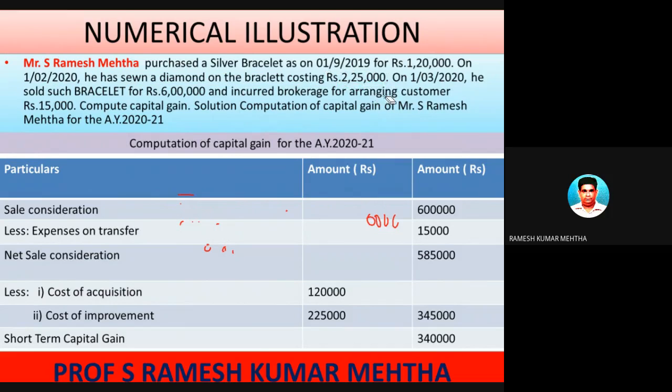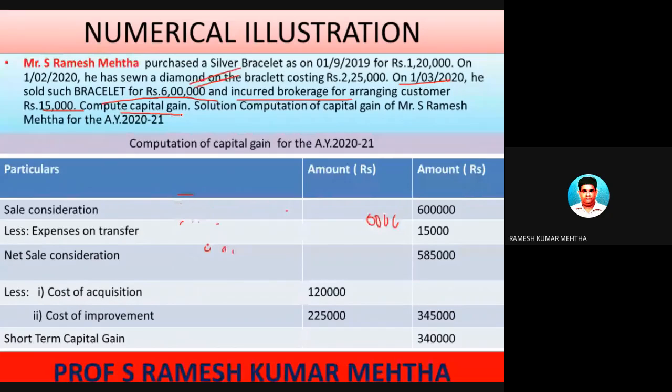Now what he has done: on 1st March 2020, he sold the bracelet along with the diamonds for rupees 6 lakhs, and the cost incurred for selling this particular bracelet towards brokerage charges is 15,000 rupees. Now we have to find out what type of asset it is and what type of capital gain it is, and you have to find out the gain.